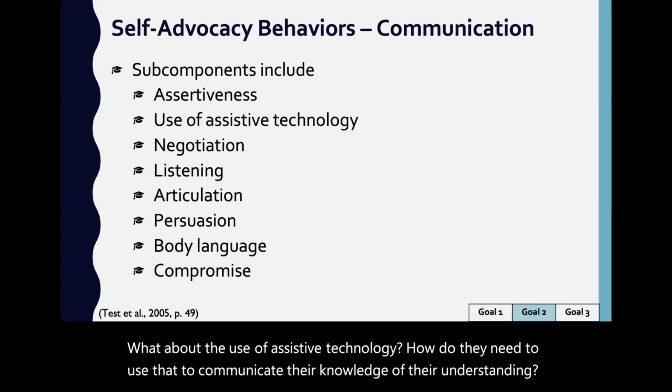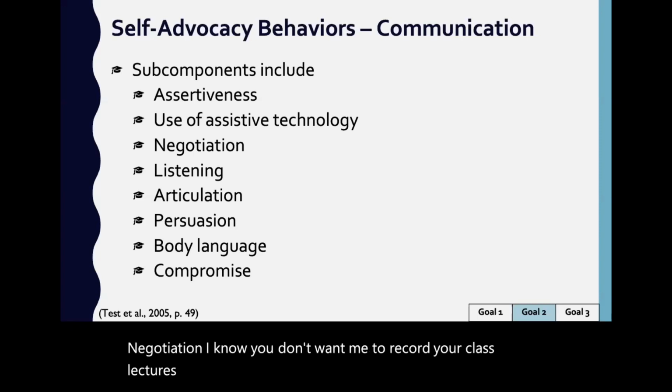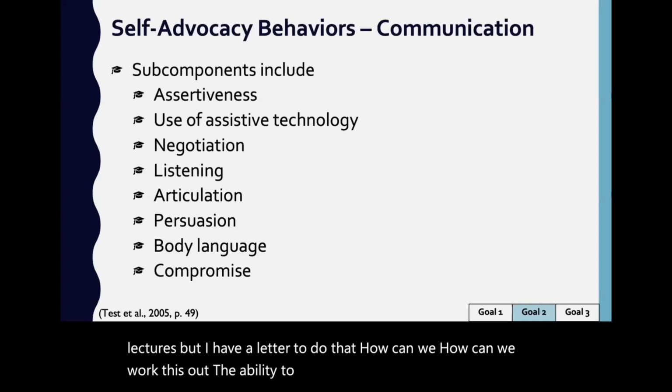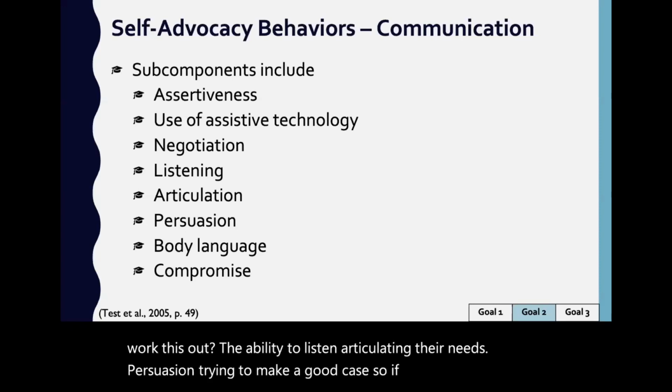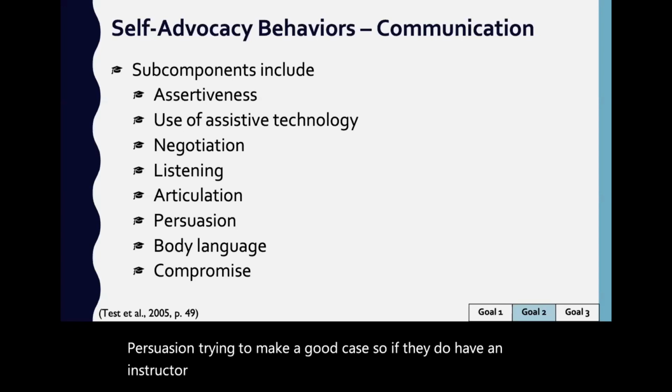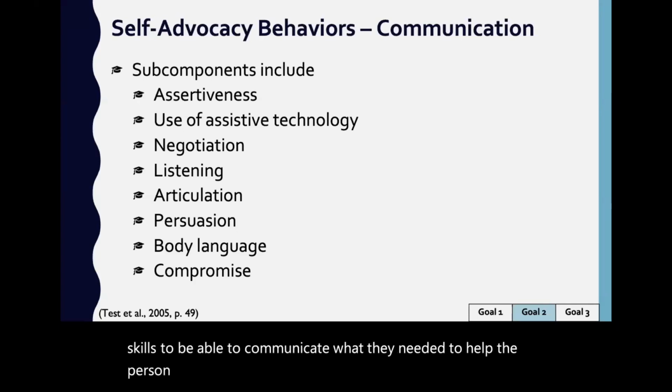Negotiation. I know you don't want me to record your class lectures, but I have a letter to do that. How can we work this out? The ability to listen, articulating their needs, persuasion, trying to make a good case. So if they do have an instructor who's resistant, they have the language and the skills to be able to communicate what they need and to help the person see and understand their situation.